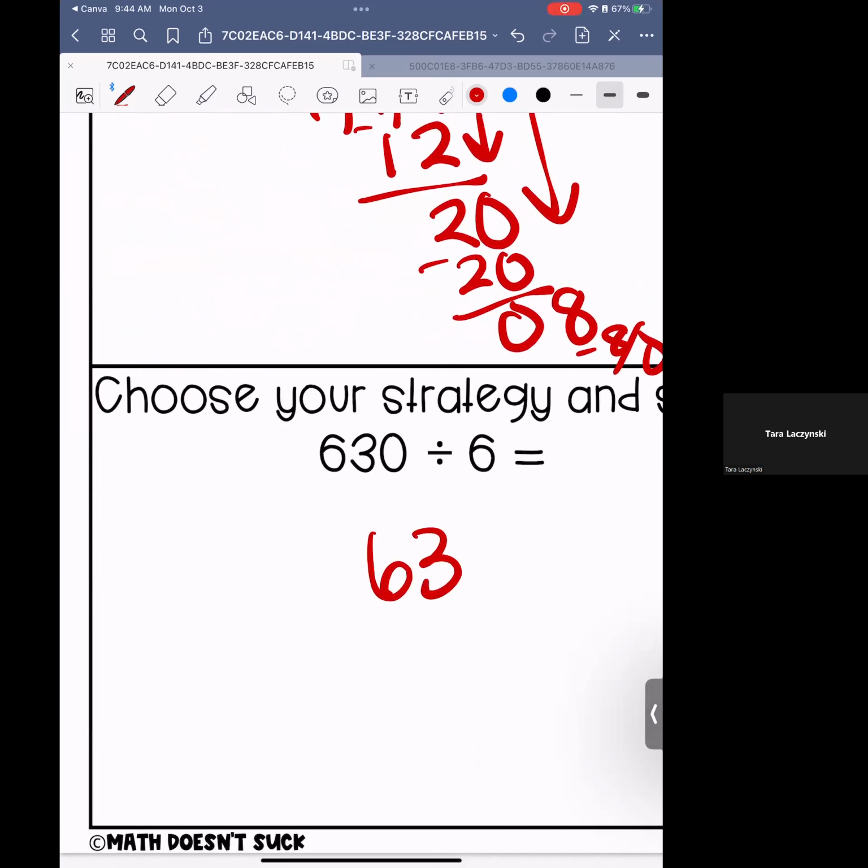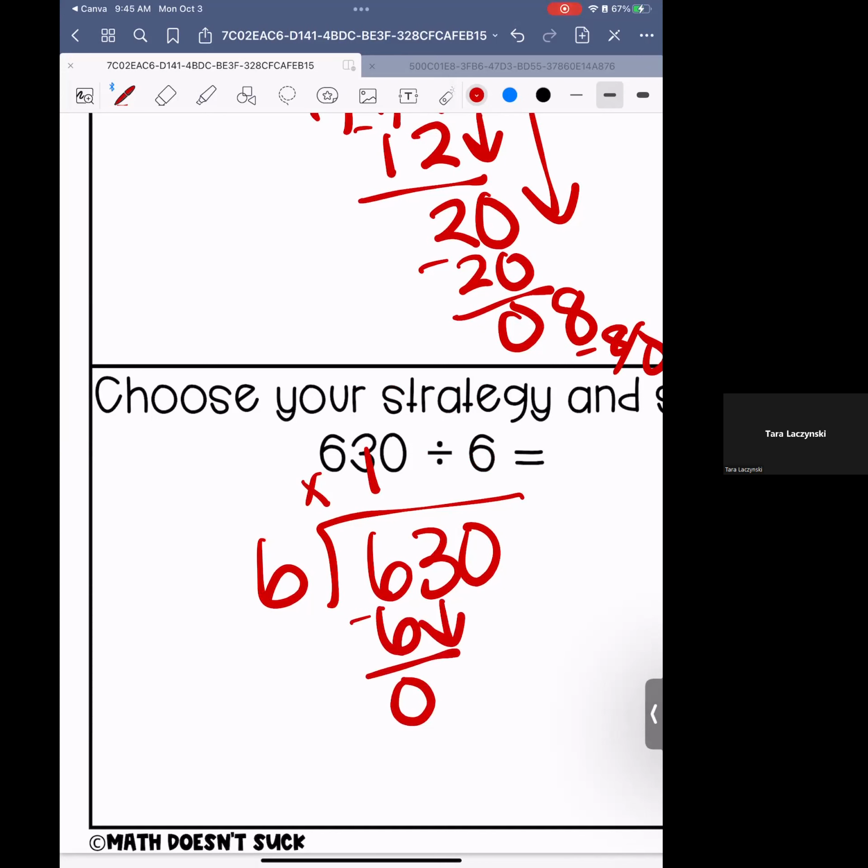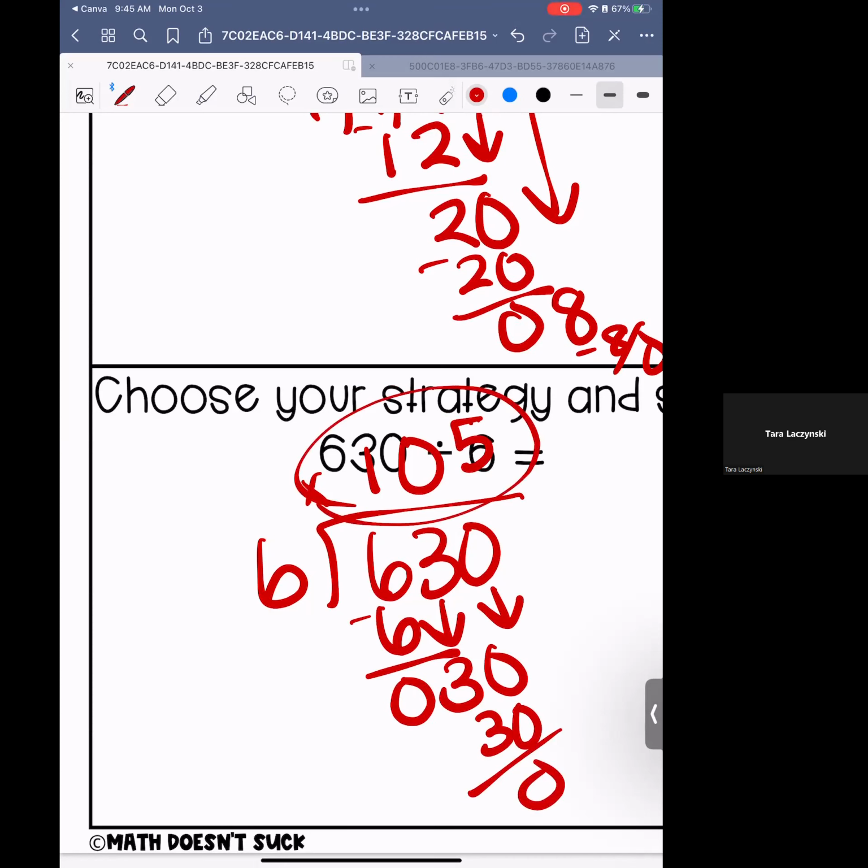630 divided by 6. 6 goes into 6 1 time, evenly, nothing left. Bring down your 3. 6 does not go into 3. It's in the middle. We must show this. But 6 goes into 30 5 times, evenly, nothing left. Final answer, 105.